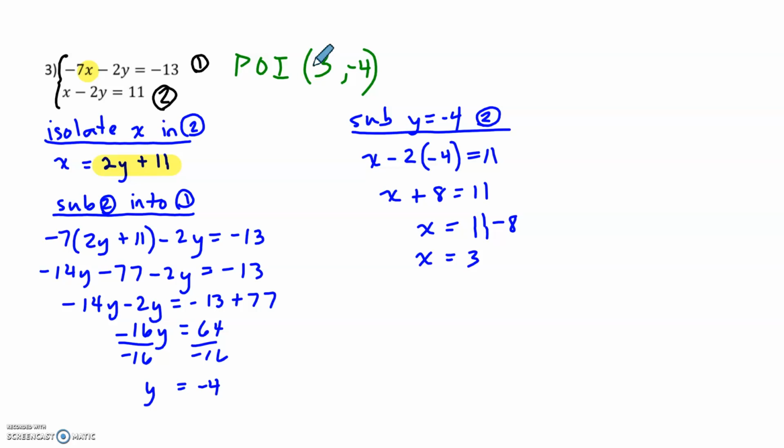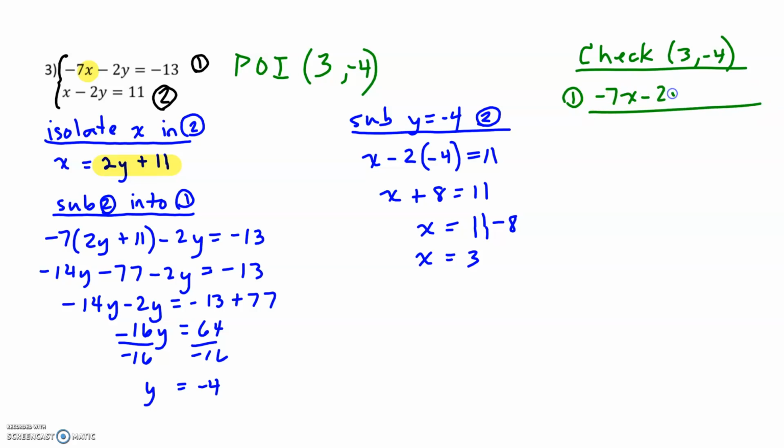So I have my POI, and now I'll do my check. So we're going to check 3, -4. Okay, we'll start with equation 1. So equation 1 is -7x minus 2y on my left. Let's see if I can get a straighter line here. Okay, -13 is on my right. So we know x is 3 and y is -4. So it's going to be -7 times -4 minus 2.